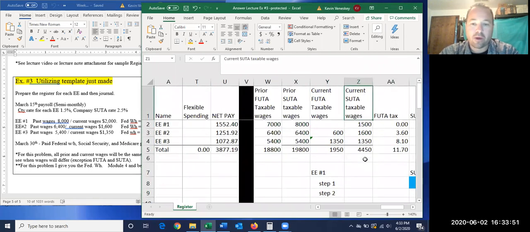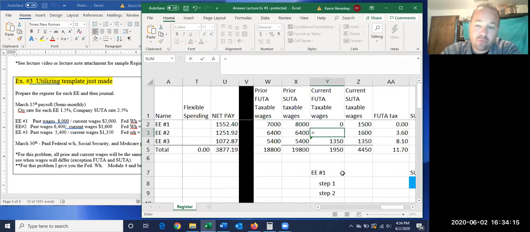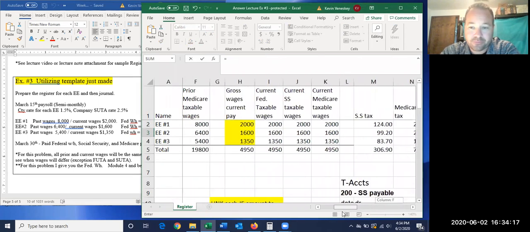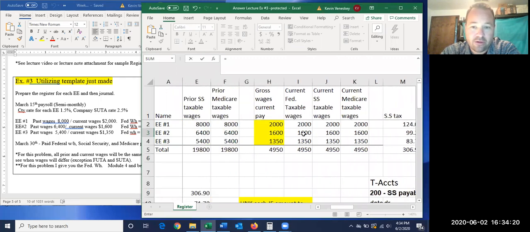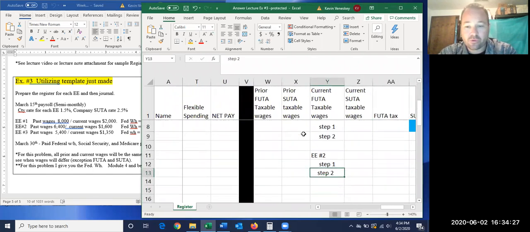Okay, so employee number 1, we're already at the cap. So the amount here of how much more do I need to tax for FUTA? Nothing. I'm at 7,000. Now this is going to be either our current federal wages or the amount that we have to calculate through steps 1 or 2. So really what this number is to start with is our current federal wages, 1,600. And I don't want it to stay 1,600. That's what we're doing step 1 and step 2 for.